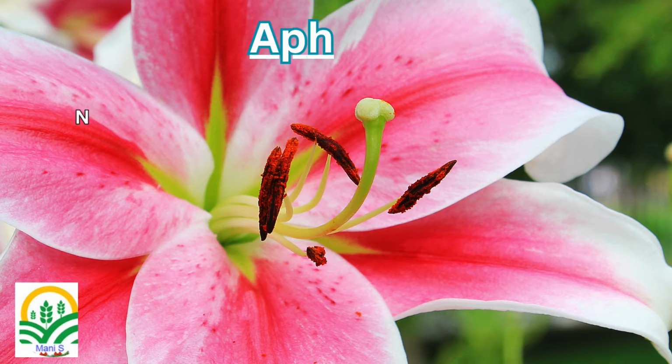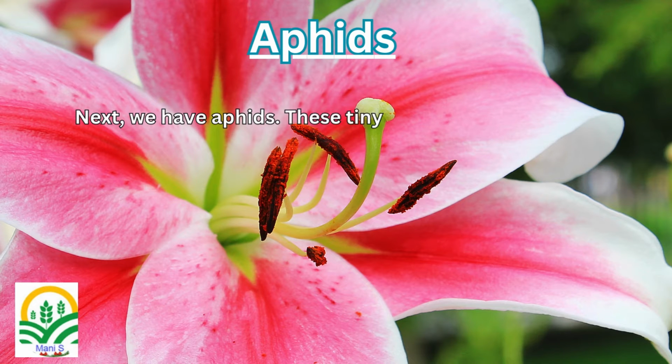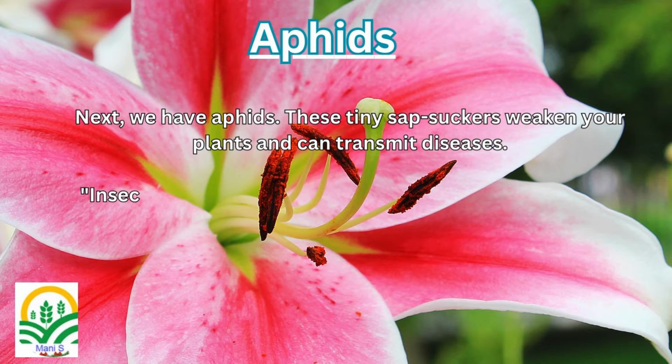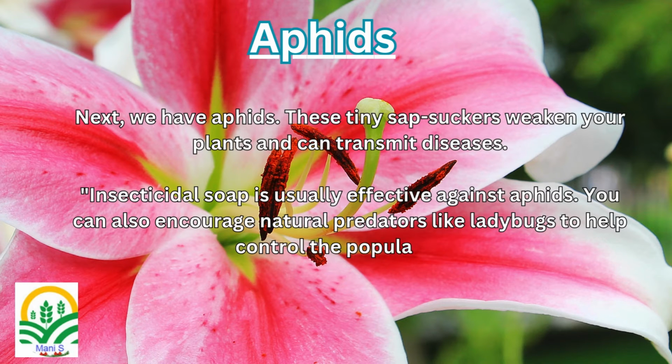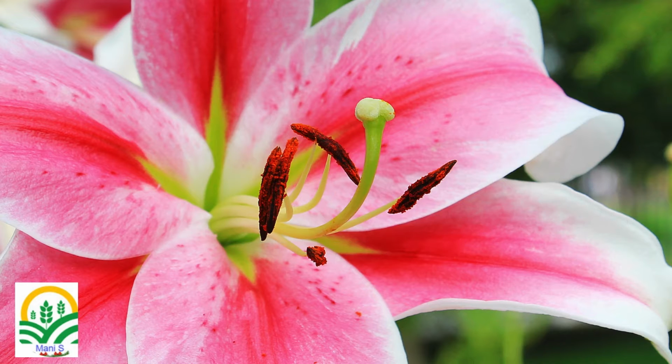Aphids. Next, we have aphids. These tiny sapsuckers weaken your plants and can transmit diseases. Insecticidal soap is usually effective against aphids. You can also encourage natural predators like ladybugs to help control the population.